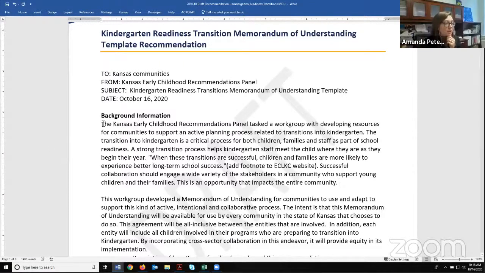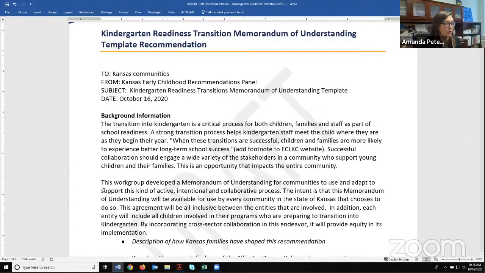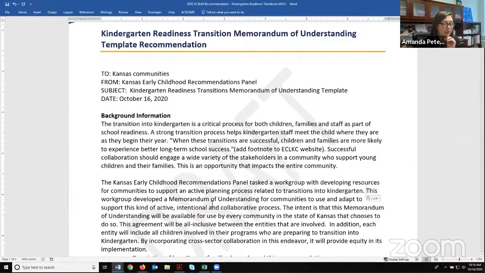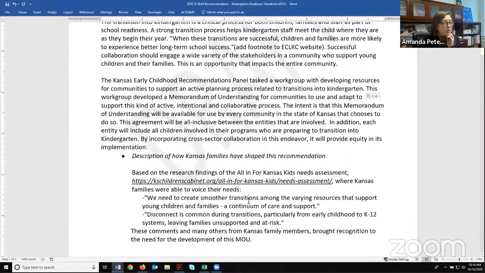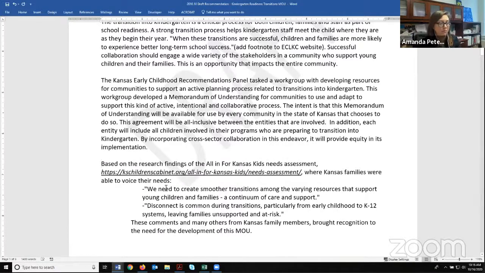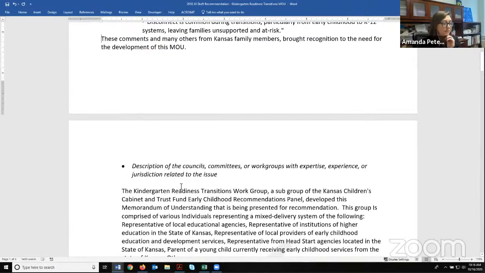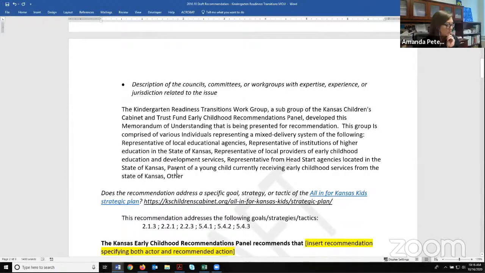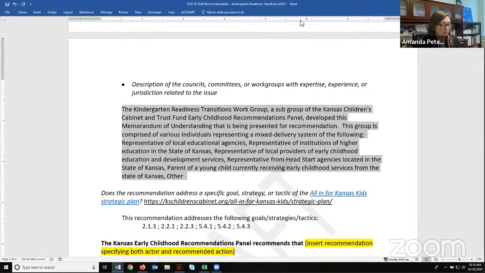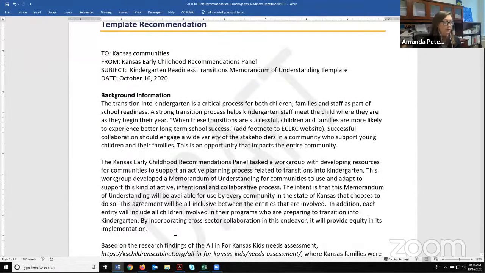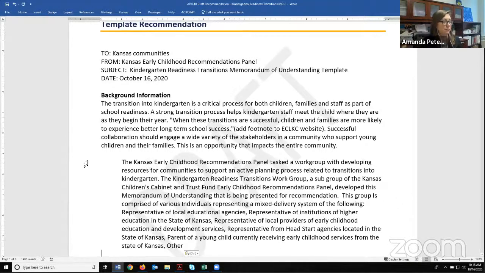And then I'm thinking that for background information, we have our first paragraph just be about why this issue is important, and then move this sentence down here to talk about the work of the work group so that there's that background. And then we've got this information from the needs assessment. And we will clean up this formatting a bit as we finalize it. There we go. We've got a description here of the recommendations panel, or of the work group.